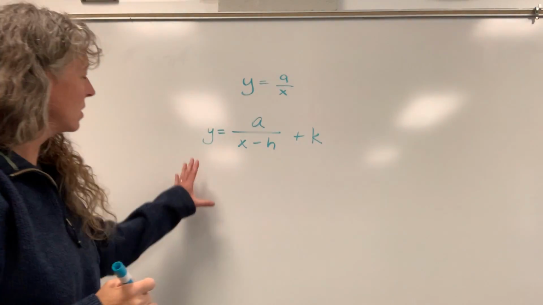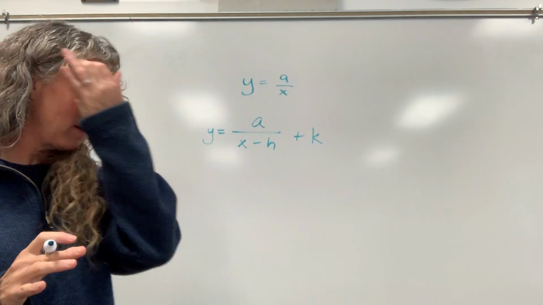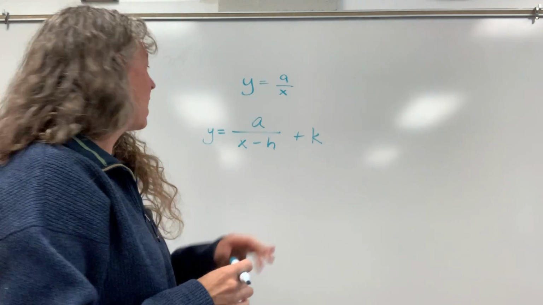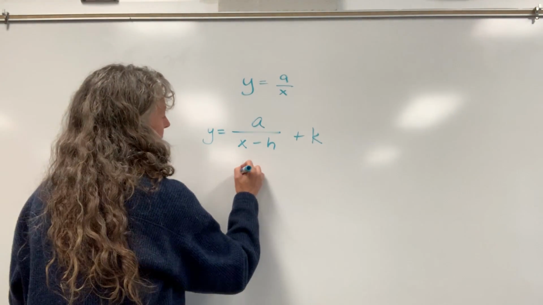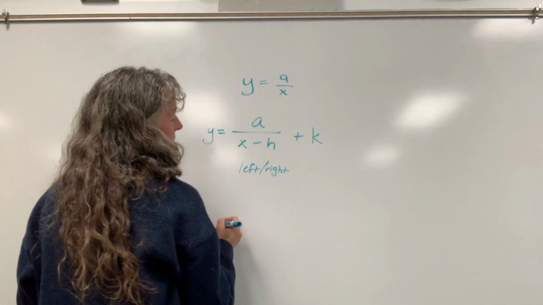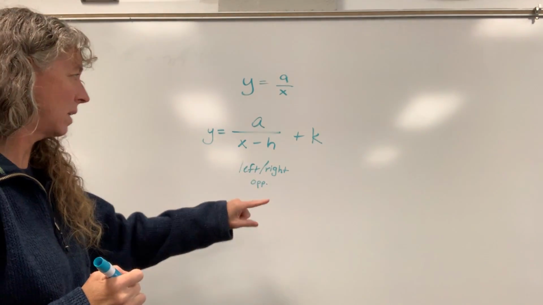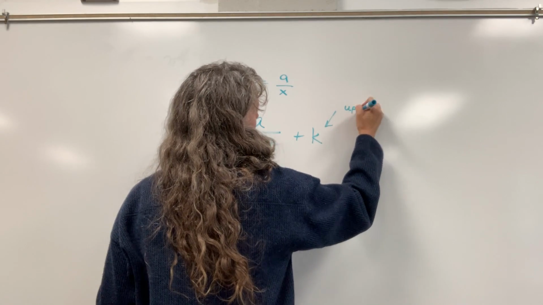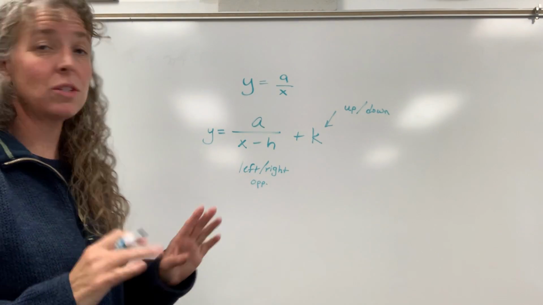Okay, so there's certain things in my equation that mean different things when it comes to my graph. All right, so let's talk about what those are. If I have a number here on the bottom with this section, this is going to move my graph left or right. And it's going to be the opposite of whatever this number is. This number here is going to move my graph up or down, but it's not opposite.